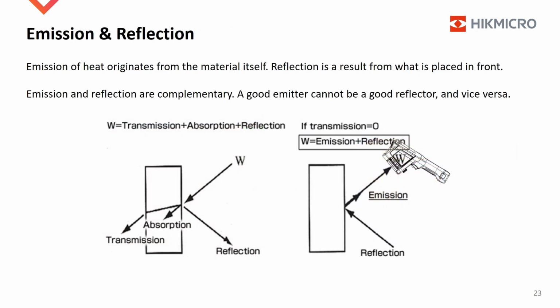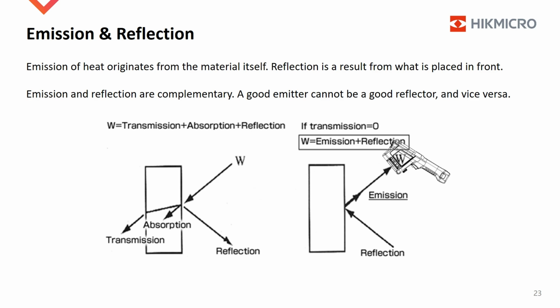Let's see the relationship between emission and reflection. Emission of heat originates from the material itself. Reflection is a result of what is placed in front. When the energy strikes an object, it is separated into three parts: transmission, absorption, and reflection. For a cup, the transmission is zero. When the energy of the cup is fully exchanged with the environment, the system is stable.